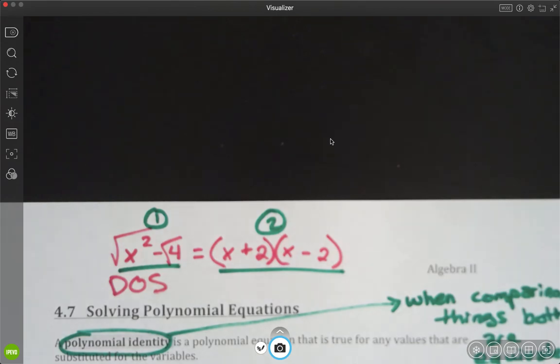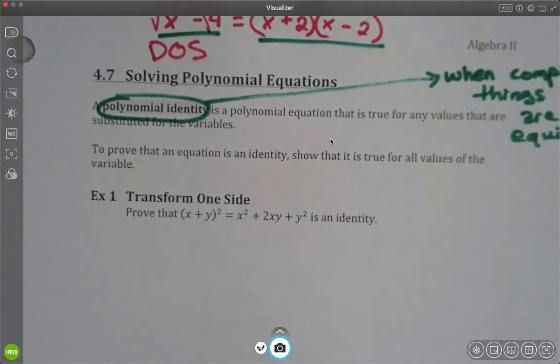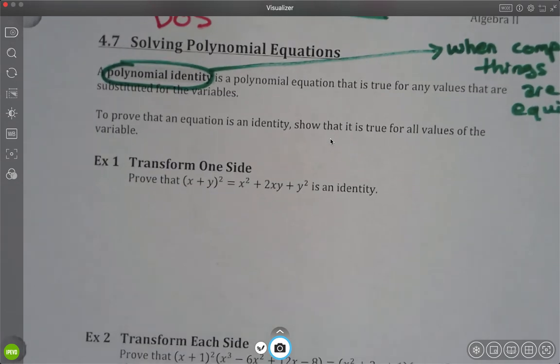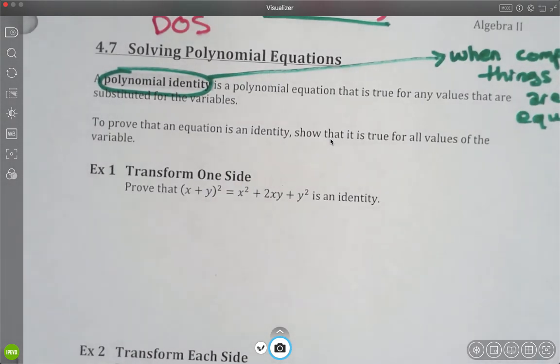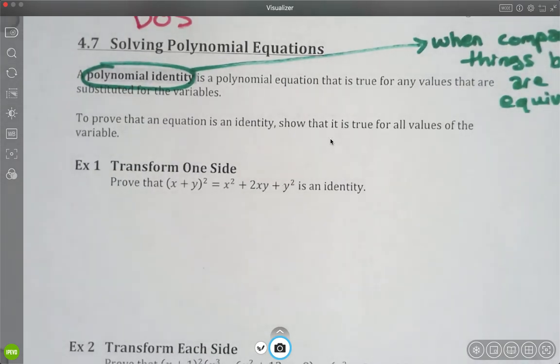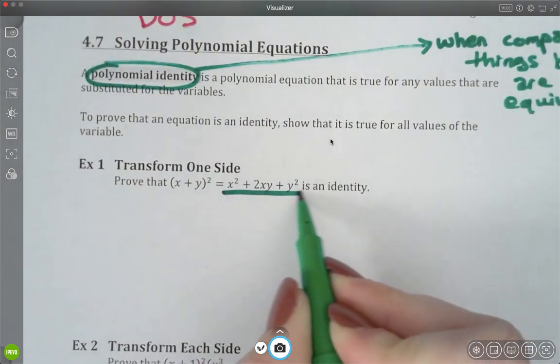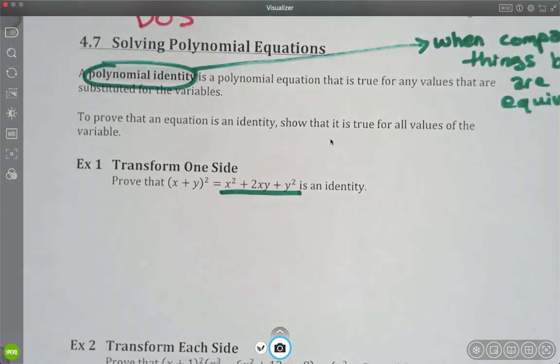So that's what we're doing in example 1 and example 2. We are trying to take one side and make him look like the other, okay? So in the first example, let me turn the exposure up. I'm kind of dark up there. Take a look at the right side: x squared plus 2xy plus y squared. He doesn't have any parentheses in him. Can you combine any of those like terms? No, you cannot. So he cannot be touched. He is done.